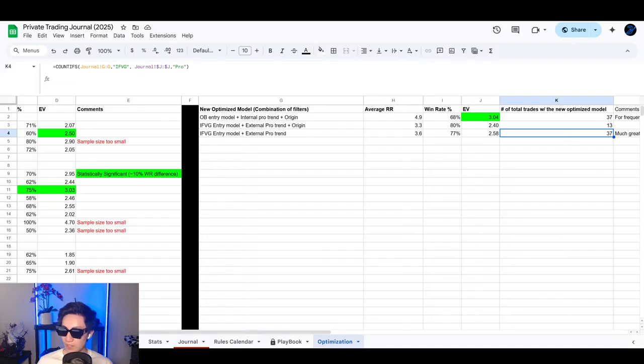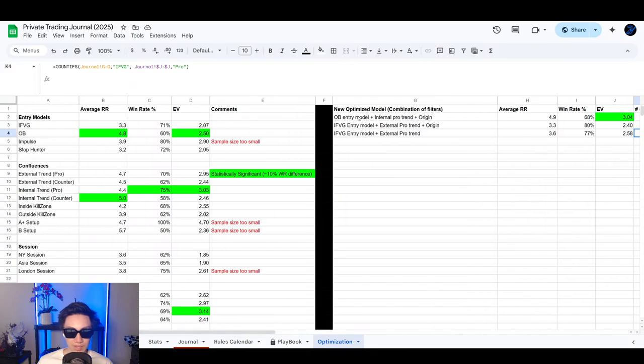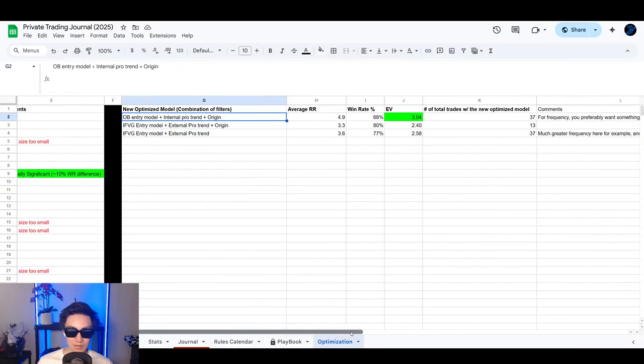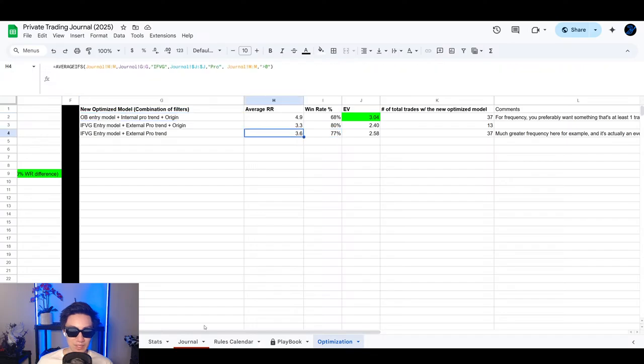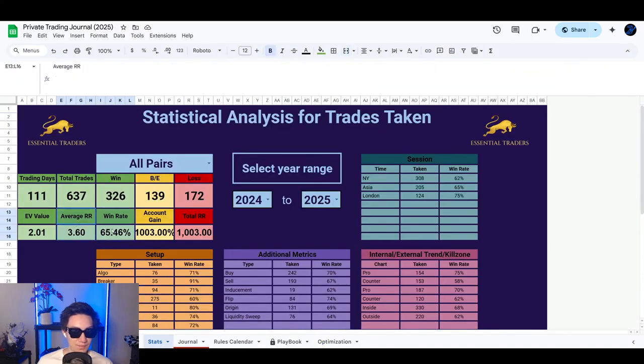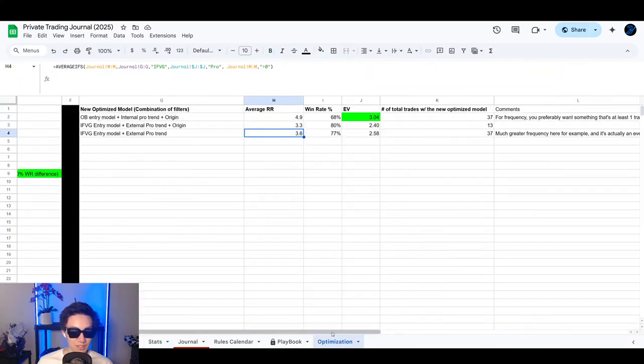And once you learn it, you already have pretty good stats. But again, if you want to optimize further, you can use your journal to optimize further and do it this way. So yeah, a 77% win rate at 3.6 is possible here. Better than obviously my EV here. But so far, this seems to be the best so far.